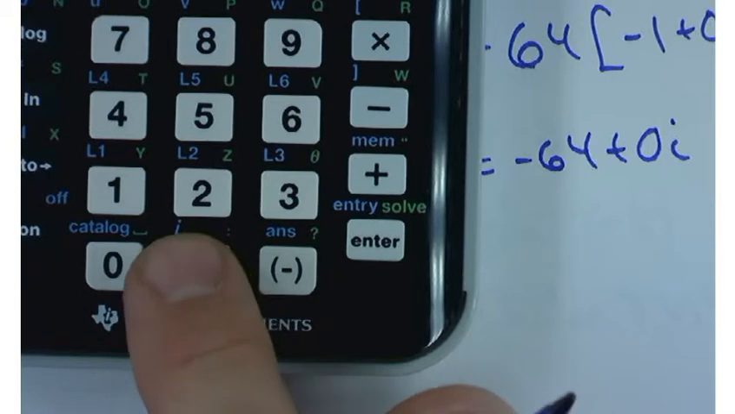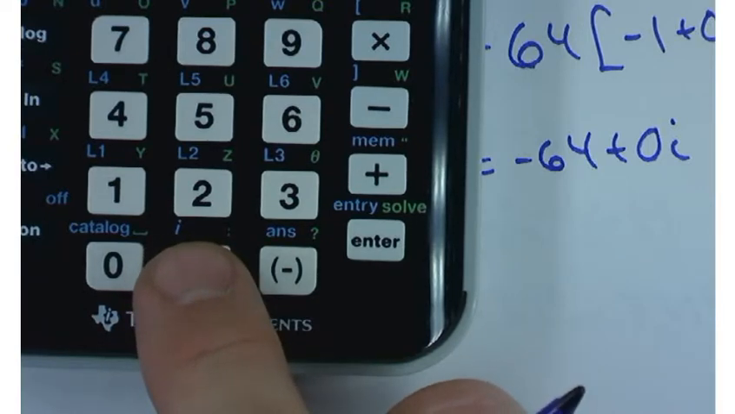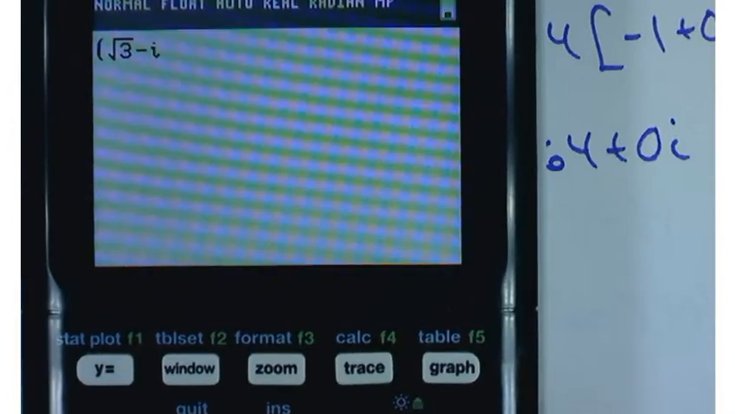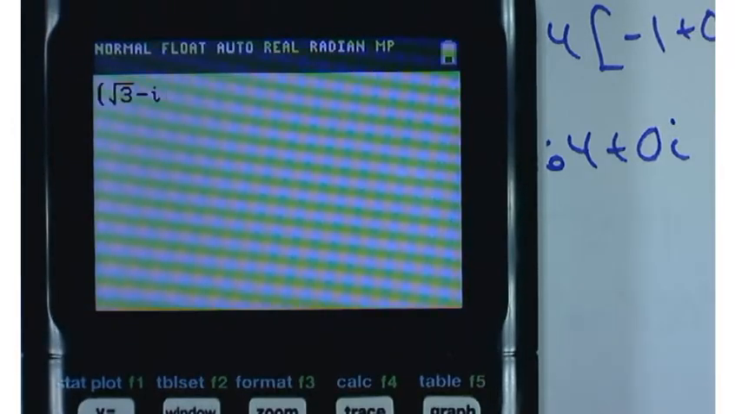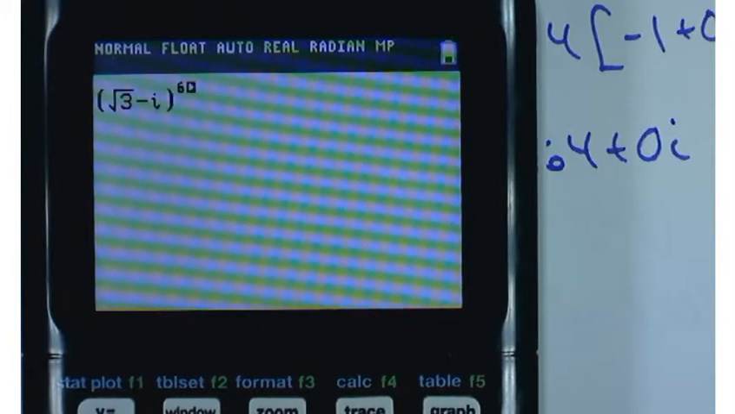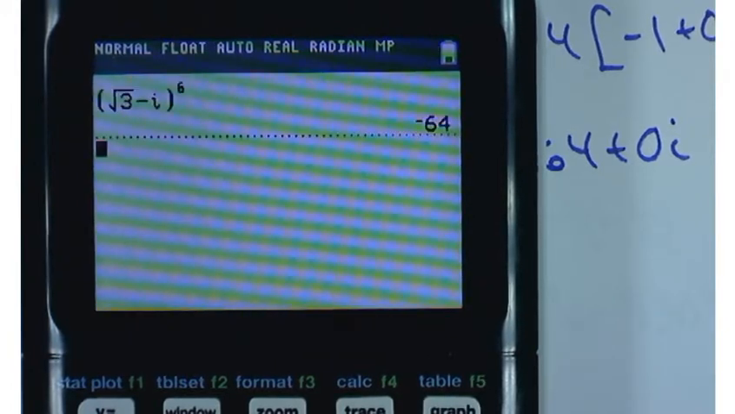Yeah, okay, that's what I thought. It's right above the decimal. So what do I have to do to get to i? Second decimal. So square root of 3 minus i, right parenthesis, and I want to raise that to the 6th power. Bada boom, bada bing. Yeah, way to go. Thank you.